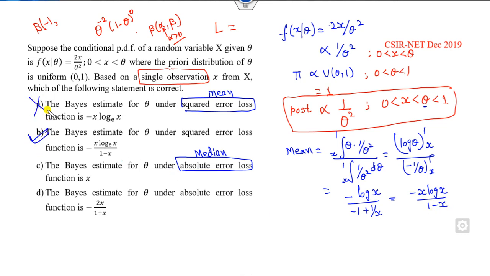This option is cancelled. Fine. Is there any doubt up to here? Now, how can you find the median?